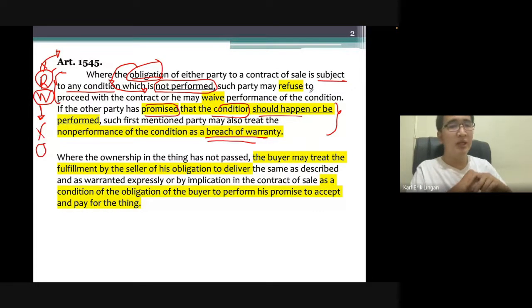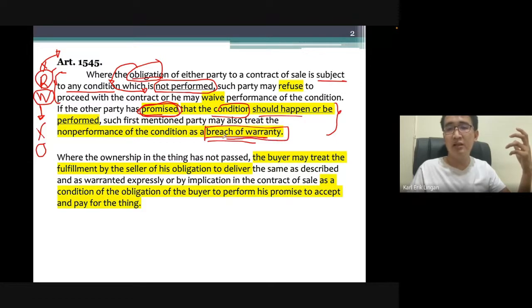So, in the first sentence, that is more of a condition, kasi pwede mo siyang i-waive. Diba? Sabi natin, dalawa ang remedies, refusal or waiver. Pero dun sa second sentence is more of a warranty. Why? Because there is a promise. Ganun mag-work ang warranty. Non-performance of such condition na promise is considered a breach of warranty. That is considered a breach of warranty.